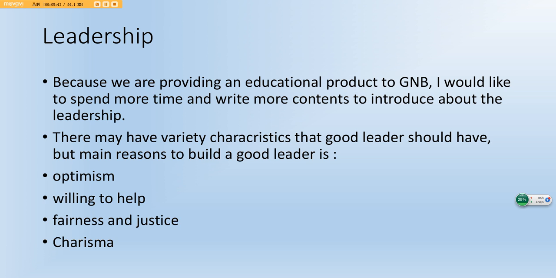The leadership. Because we are going to provide an educational product to GNB, I would like to spend more time and write more content to introduce leadership. There may be a variety of characteristics that good leaders should have, but the main ones to be a good leader are optimism, willingness to help, fairness and justice, and also charisma.